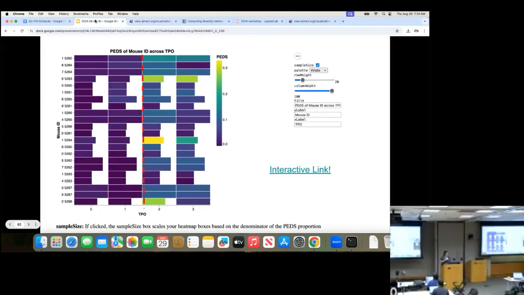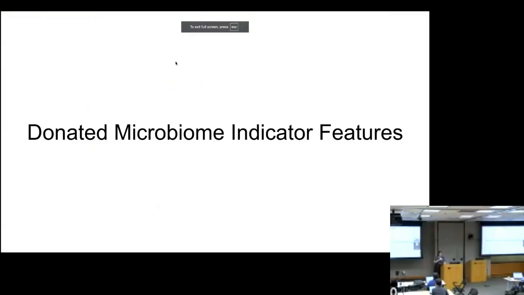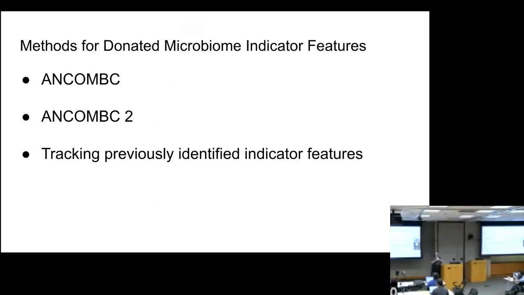All right. Well, thank you guys for exploring that with me. I'll continue on to donated microbiome indicator features. And so there's 2 broad ways to do this that I've seen. One is that you identify features in your donated microbiome that you think are important to see in your recipient, and you find a way to track them.